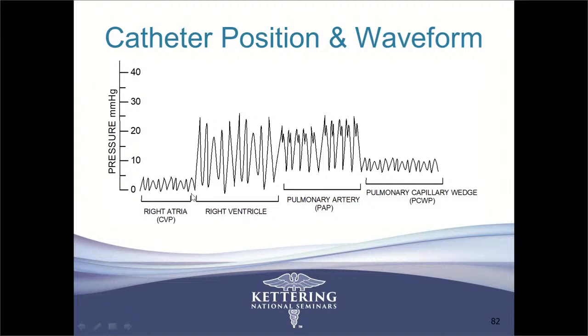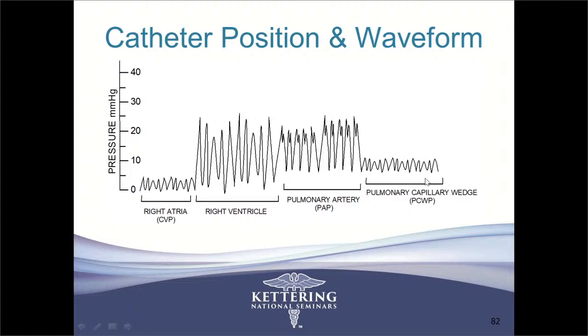They put the catheter in place through the subclavian vein or through the jugular vein in the neck, and they float the catheter into the right atrium. Then they inflate the balloon, and then they float it through the right ventricle. When they go into the right ventricle, they get this waveform. Whenever they go into the pulmonary artery, they get this waveform. And when they get over into the pulmonary capillary wedge position, they get this waveform.